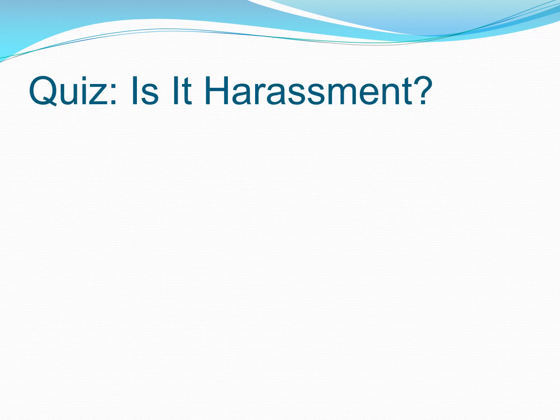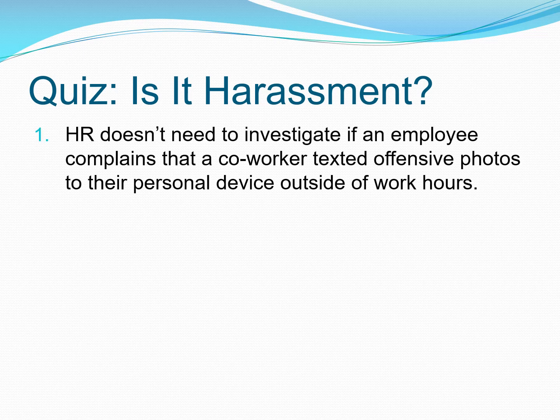So now we have a quiz portion of "Is it harassment?" Number 1, HR doesn't need to investigate if an employee complains that a coworker texted offensive photos to their personal device outside of work hours. This is false. Companies can be held accountable for their workers' behavior regardless of where and when the potential harassment occurred, and whether the offensive content appeared on the employee's own phone or tablet.